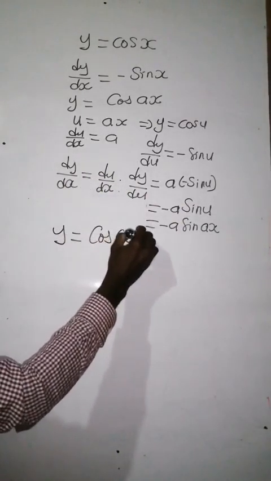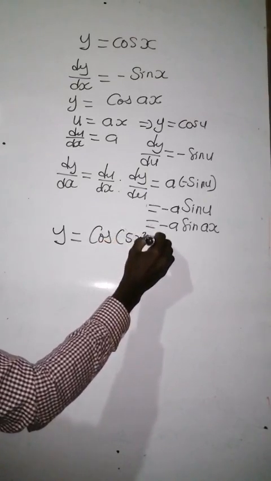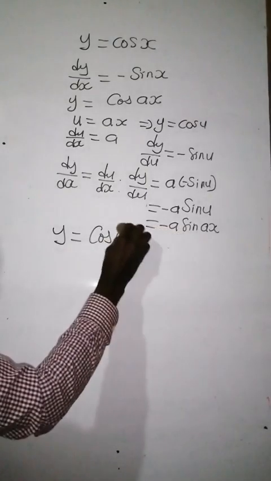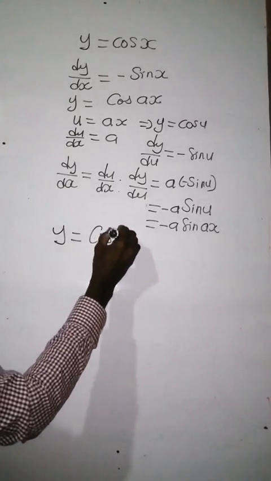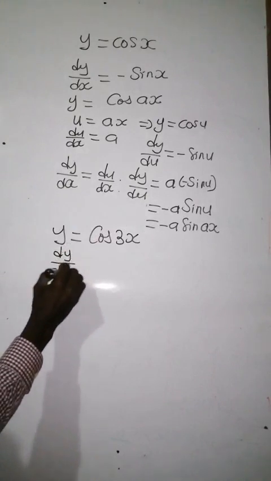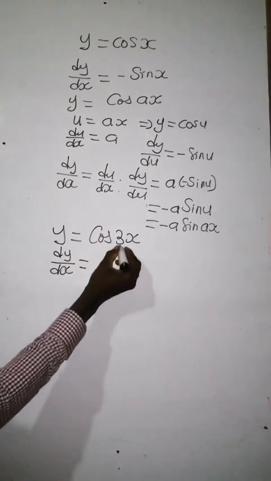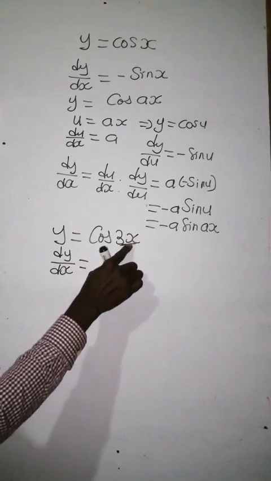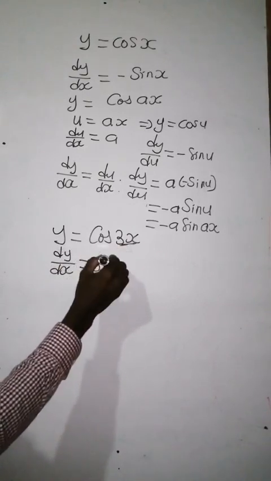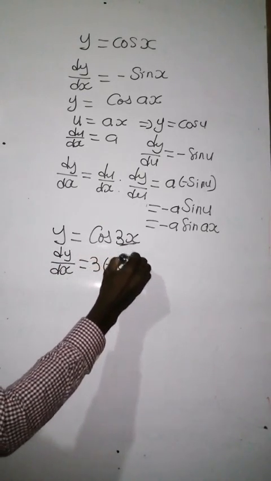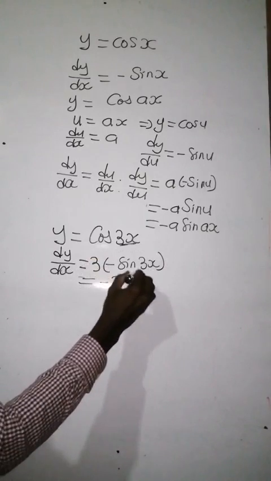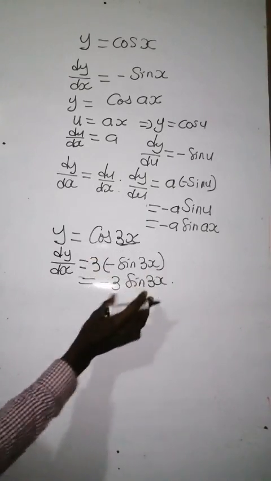Let's take another example because we are dealing with a constant times the angle. If we take y equal to cosine of, say, 3x, then dy/dx equals, we take 3x and differentiate it. That will give us 3. Then we take cosine and differentiate it, that is, you differentiate cosine with respect to the angle. It gives you negative sine of that angle. So this gives us minus 3 sine of 3x.